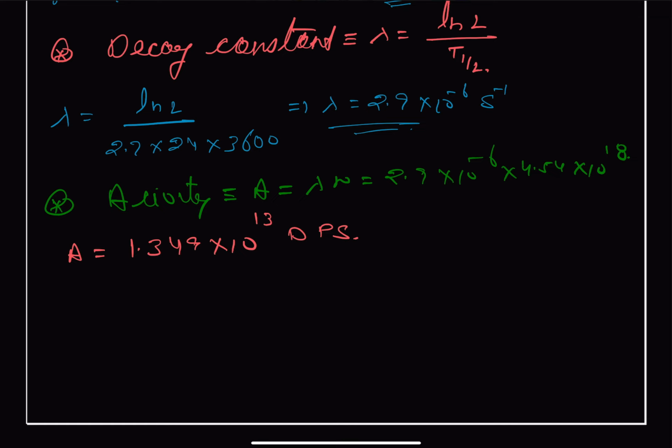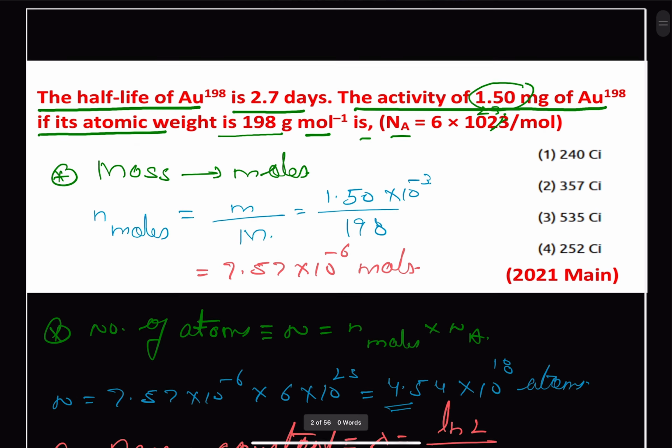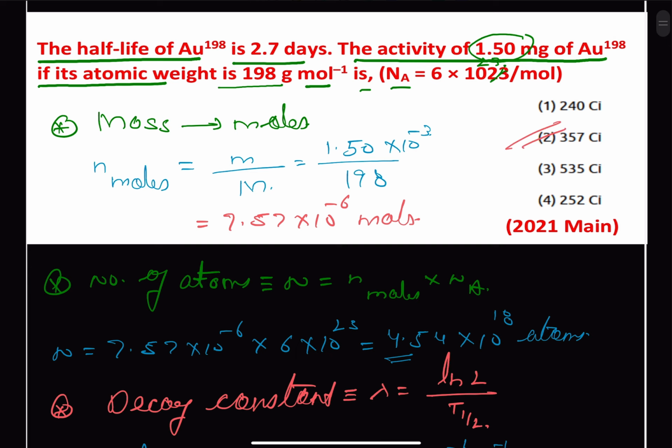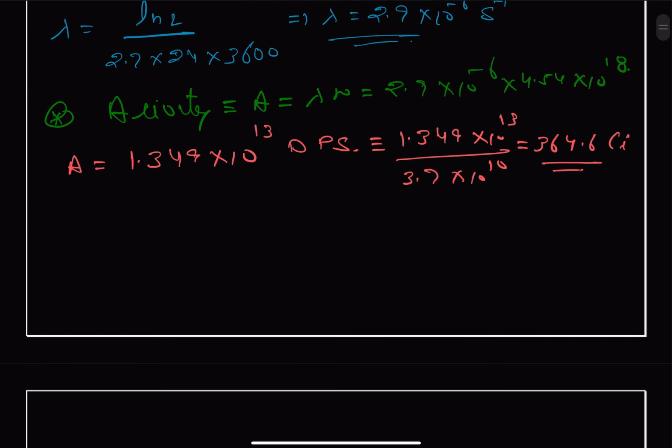And this activity we can convert into Curie. So we are going to get this as 1.349 into 10 to the power 13 divided by 3.7 into 10 to the power 10, which will give us approximately 364.6 Ci. And so the closest is option number 2, that is 357. So we can say option 2 is correct.